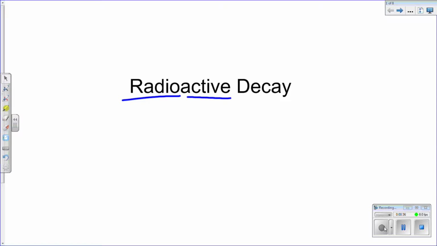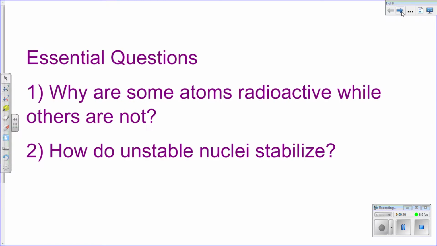We're next going to talk about how and why this happens to various atoms. Some of the essential questions we're going to cover in this video are: why are some atoms radioactive while others are not? We've already briefly talked about the fact that it has something to do with this concept of stability. And then, how do nuclei stabilize when they are unstable? In order to discuss this, we're going to start by taking a look at a graph.